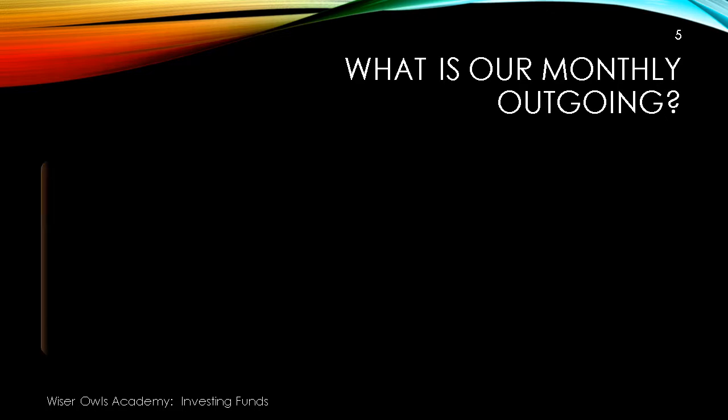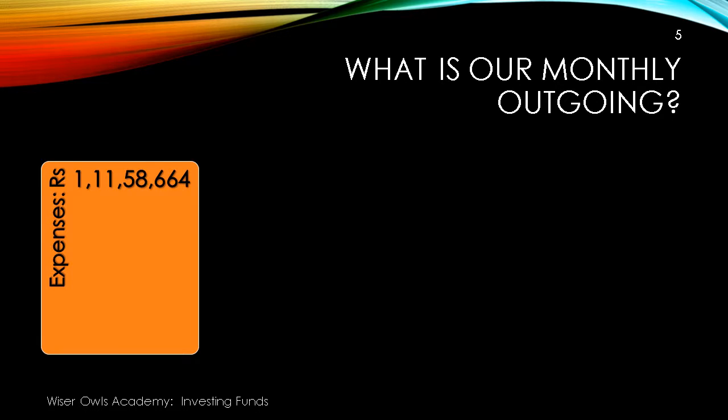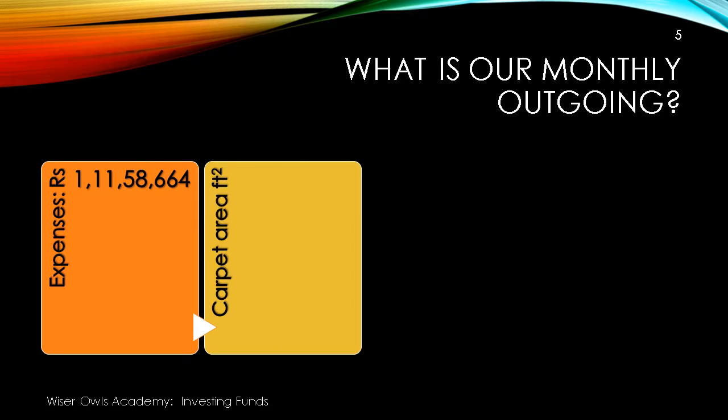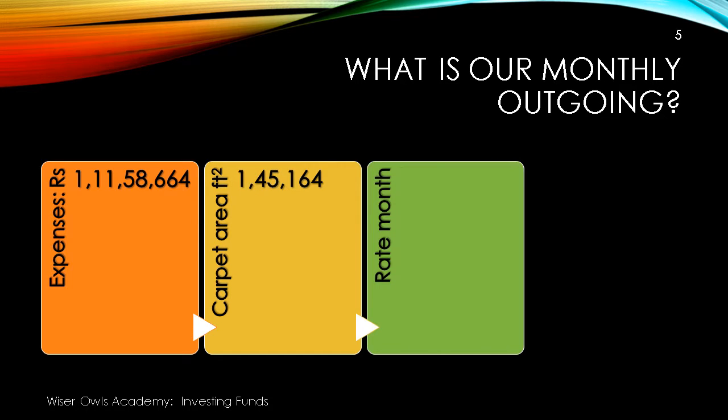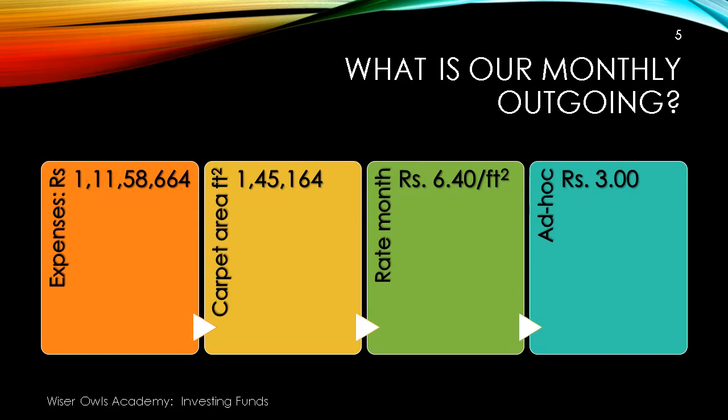So what do these numbers mean in terms of our monthly maintenance outgoing? Let's do a quick calculation. Our expenses, as noted in the previous slide, are 1,11,58,664 rupees according to the budget. The carpet area for the entire building for 265 flats is 1,45,164 square feet. So the maintenance outgoing rate per month works out to 6 rupees and 40 paisa, out of which we are paying an ad hoc of rupees 3 on a monthly basis, rupees 3 per square foot per month per flat.